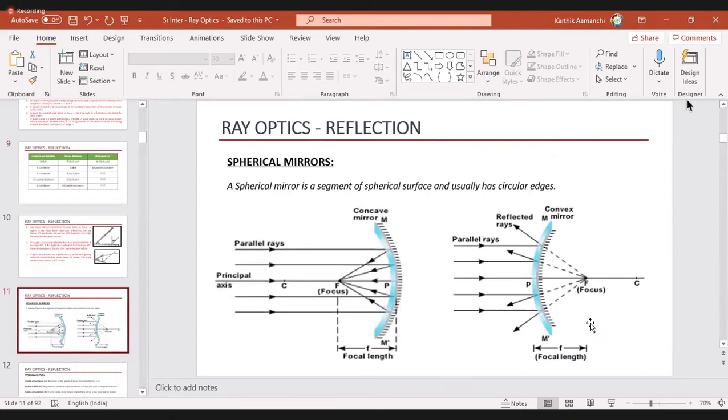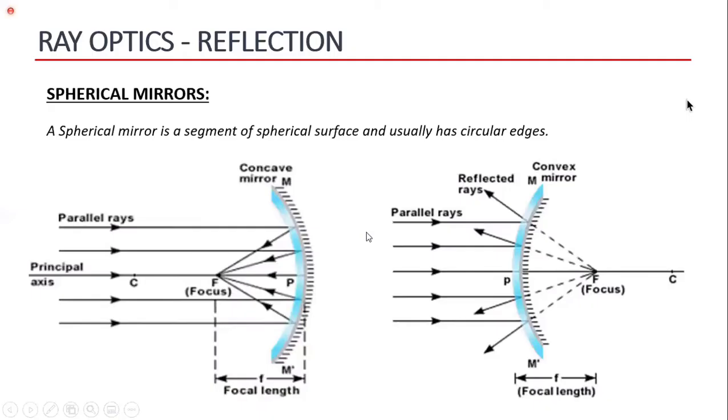So now let's see spherical mirrors. We have seen plane mirrors. In plane mirrors, we have seen how the image is formed, and the image formed is laterally inverted, same size, same distance, isn't it? Yes, sir. Now, that's a plane mirror. But what if the mirror is at an angle?